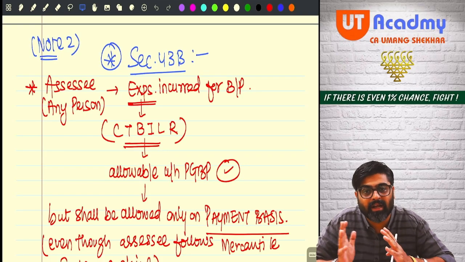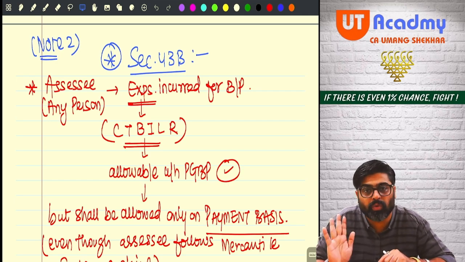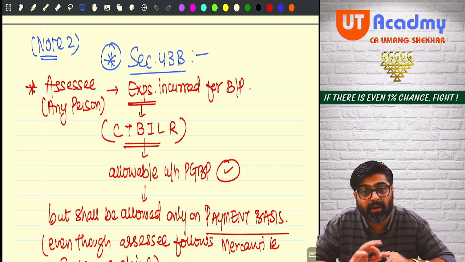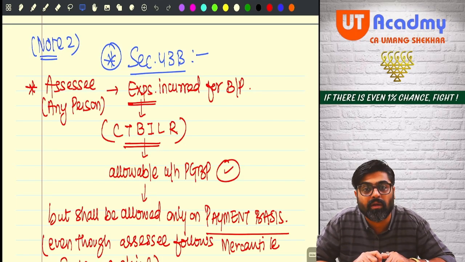For example, there are small canteens on the railway platforms. Those are all canteens which belong to the railway only. But you are running those canteens. You are in the business of running the canteens. So that canteen will be given to you for rent.